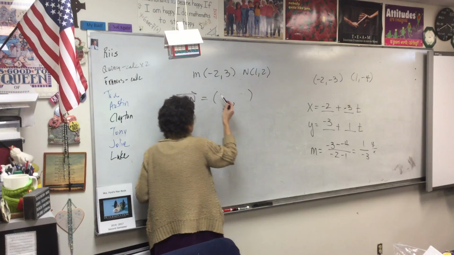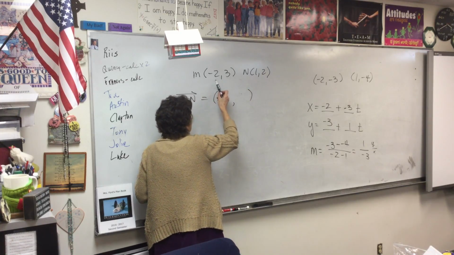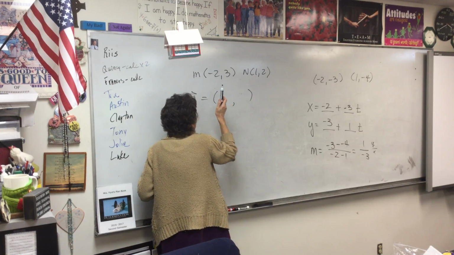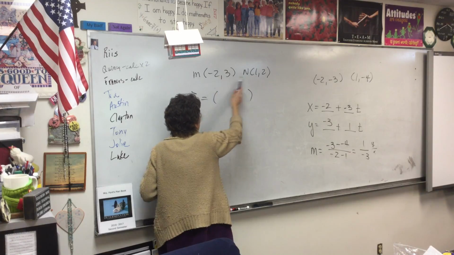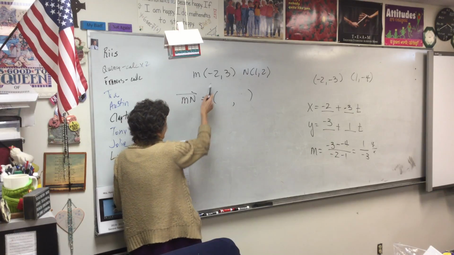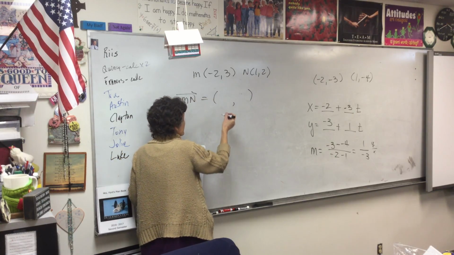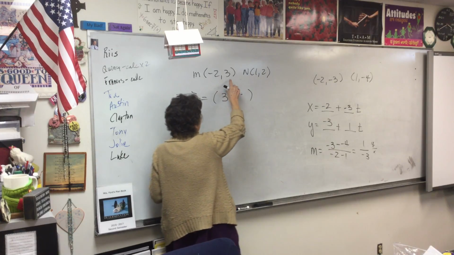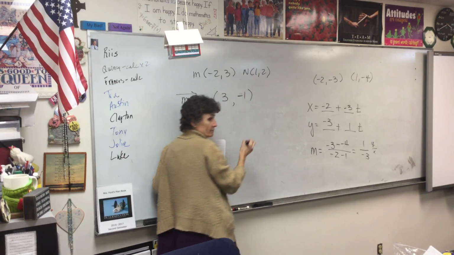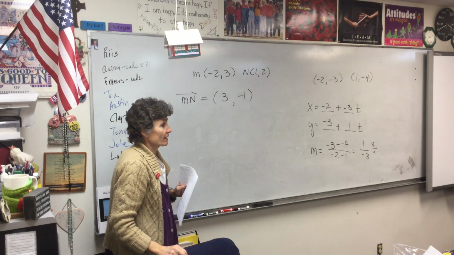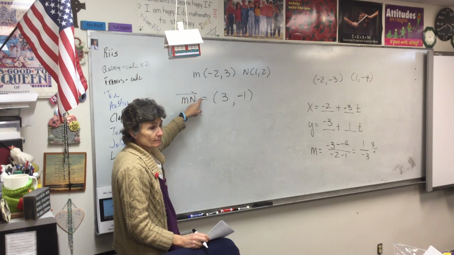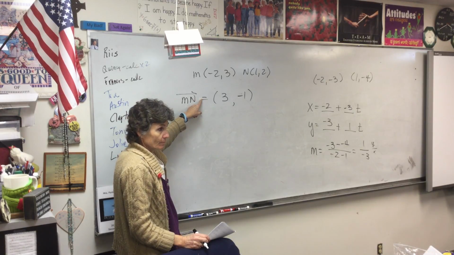What are my coordinates? Let's look at the X's. Positive 3. Okay, now be careful. We're going from -2 to 1. Look at the notation. It kind of tells you. You're going from -2 to 1. So that is 3. And we're going from 3 to 2. -1. There are the coordinates of the vector. The vector is a movement. Okay?